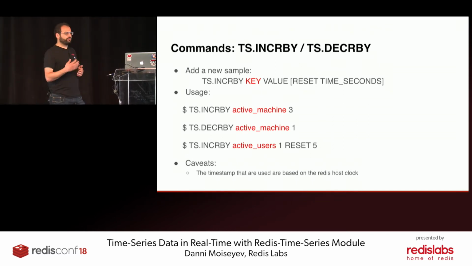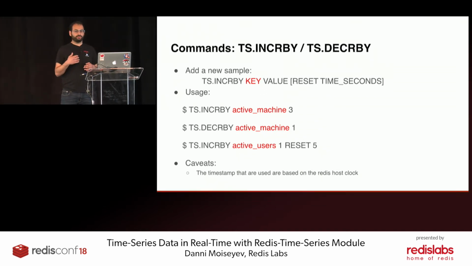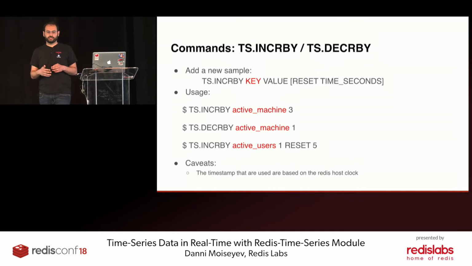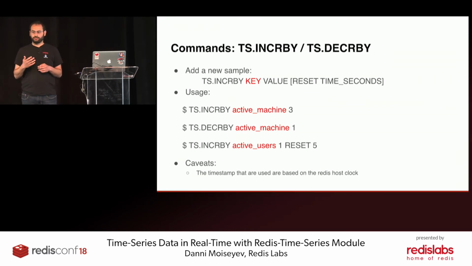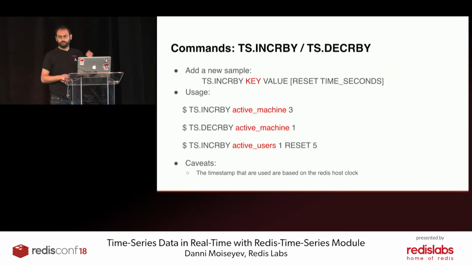So in this example, every time there is an active user, let's say our backend will probably have some kind of a heartbeat, that every 5 seconds will send a heartbeat that the user is active, and then the backend will call the TS.INCRBY with a reset for 5 seconds.